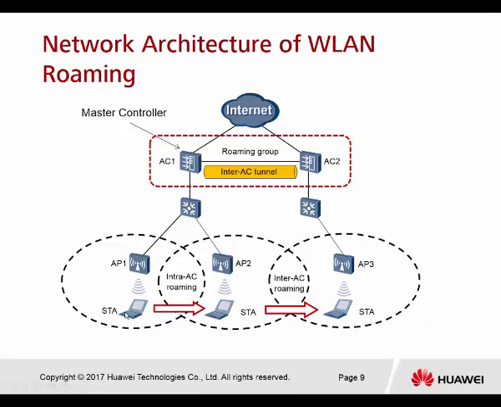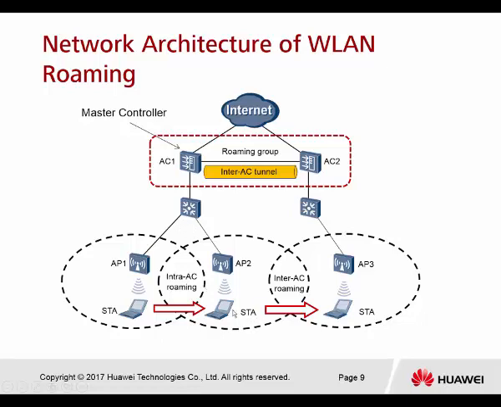Right now the PC performs the roaming from AP number 1 and enters the BSA of AP number 2. This kind of roaming we call intra-AC roaming, because these 2 APs are managed by the same controller. When the roaming happens within the same controller, we call it intra-AC roaming, no matter whether it is layer 2 or layer 3.